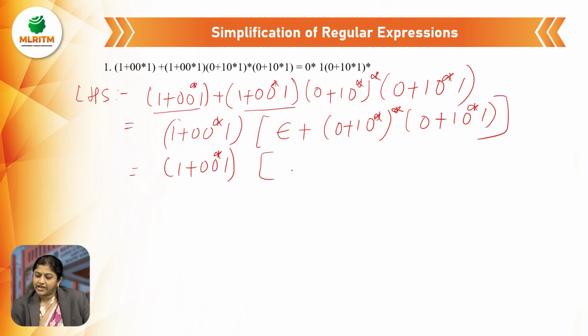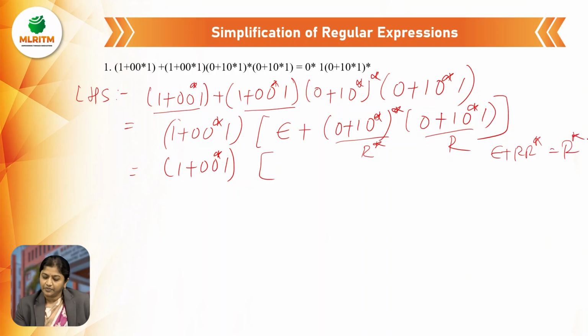Now check here. See epsilon, just see this expression. Of which type is this? Okay, so (0 plus 10 star 1) whole star is there, and (0 plus 10 star 1) is there. So we can take this as R star and this as R. So what is the identity? Epsilon plus R star R is nothing but equal to R star. So here R star will be (0 plus 10 star 1) whole star, right?